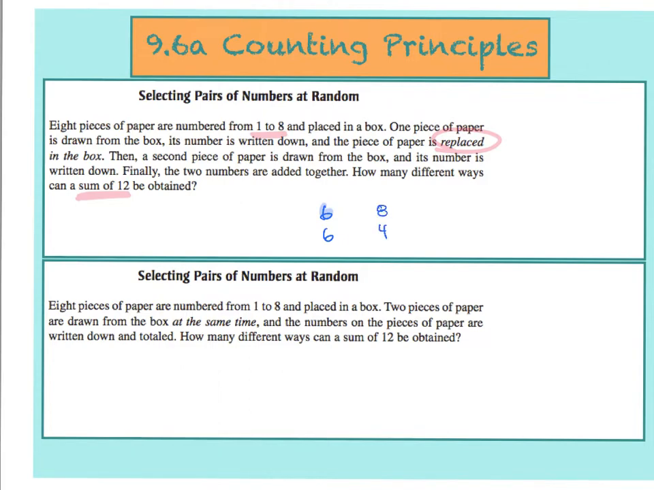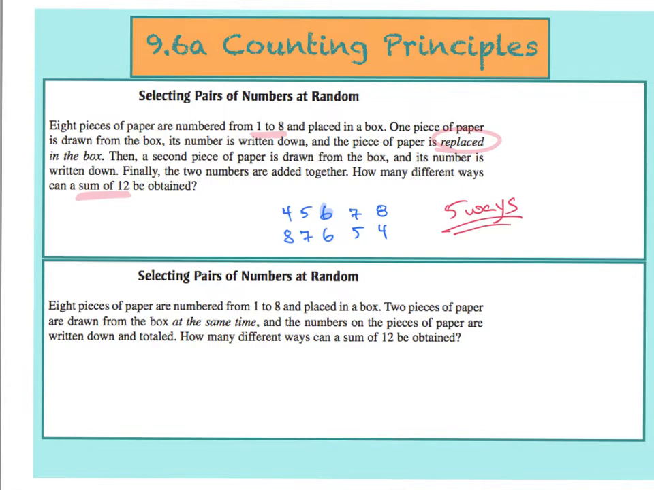What else? A 7 and a 5. What else? That's it. Because you have 5 and 7. There we go. What else? A 4 and an 8. So how many different ways can we get it? 5 ways. All right, let's do the next one.